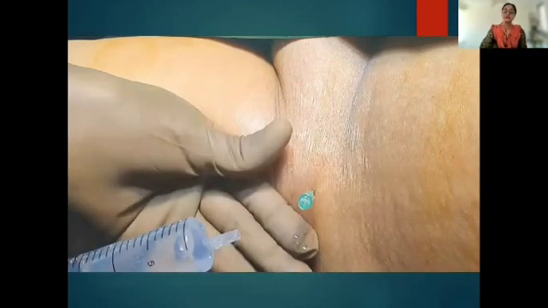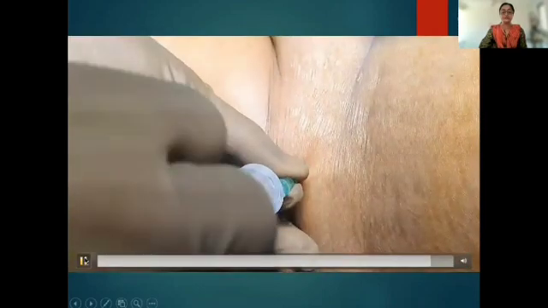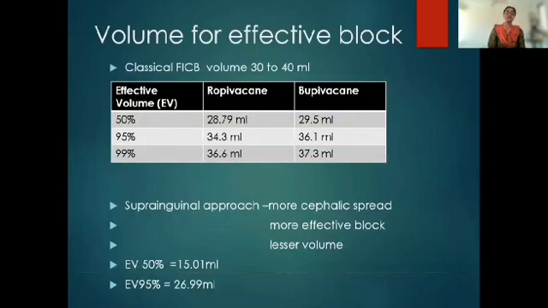And checking for free backward flow of the drug. Okay. The remaining of the drug is injected. Now coming to what is the effective volume to get an effective block. It has been described as the volume which will give a good block of all the 3 nerves lying in the fascia iliaca compartment. In the classical fascia iliaca compartment block, the volume was described as 30 to 40 ml.